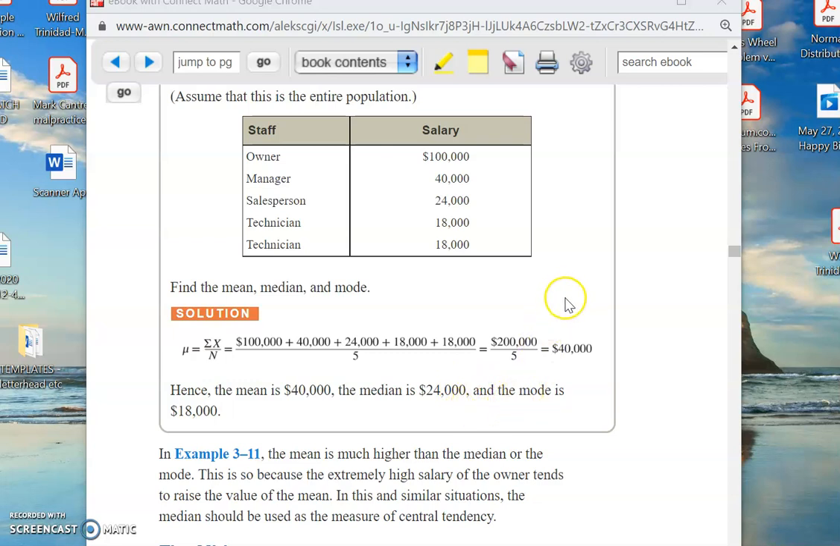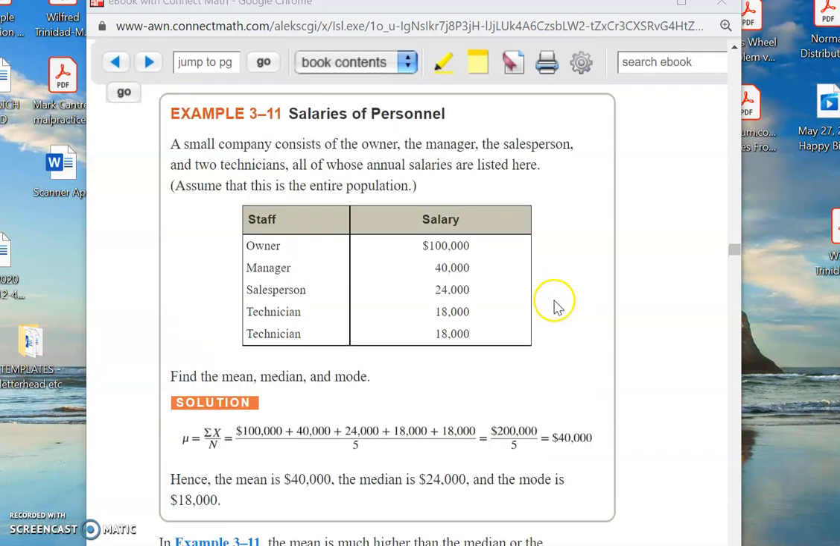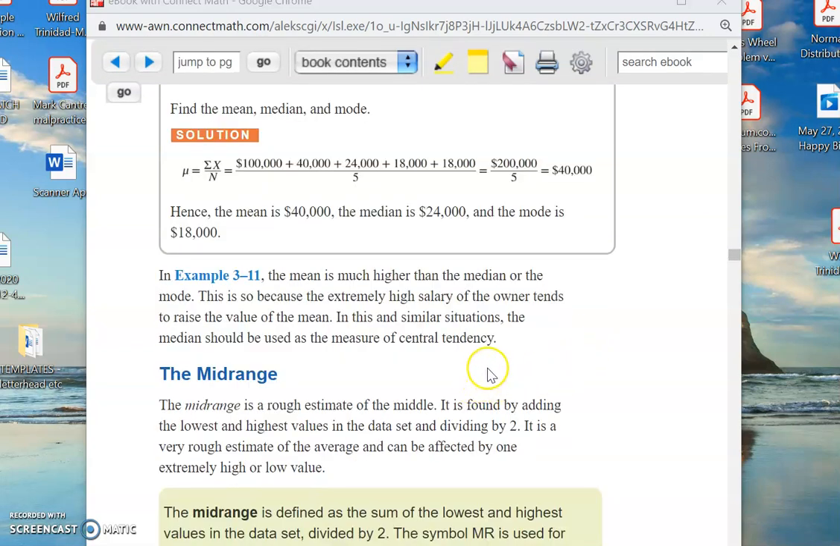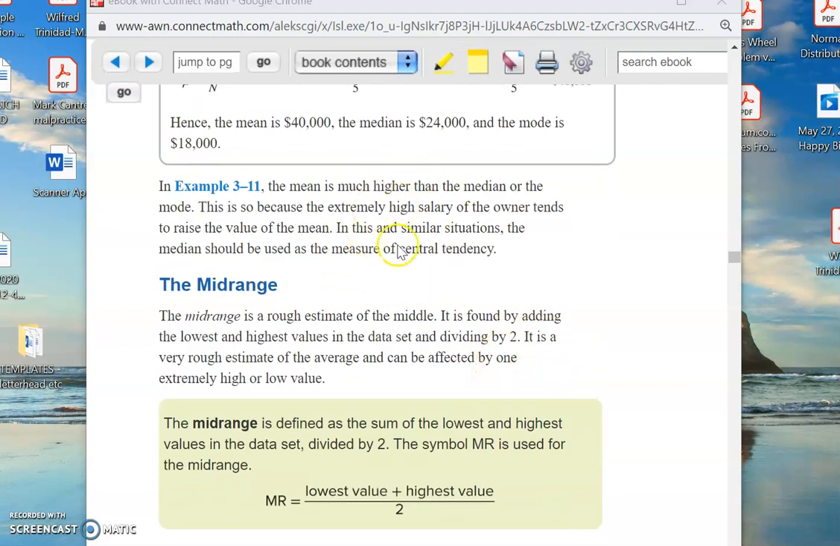If someone were to say to you that at this small company the average salary is $40,000, that is misleading, because the word average can mean either the mean, the median, or the mode. So that person could be misleading you, maybe on purpose, maybe not. If he says the average is 40,000, you have to ask him, well, what is that? Is that the mean, the median, or the mode? All right, so this is obviously what it says here.